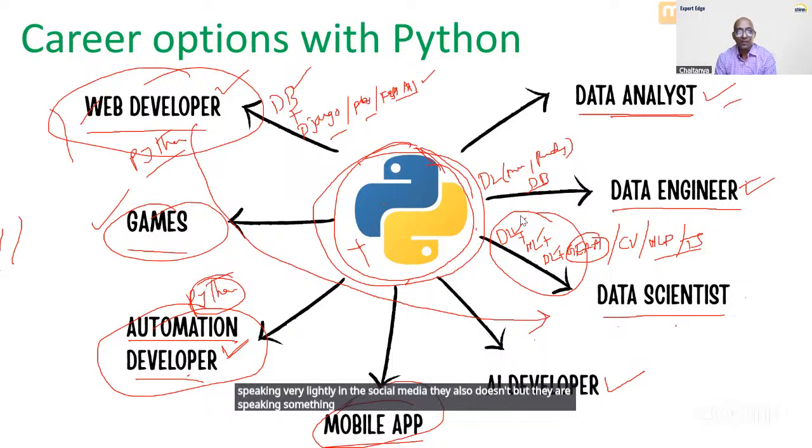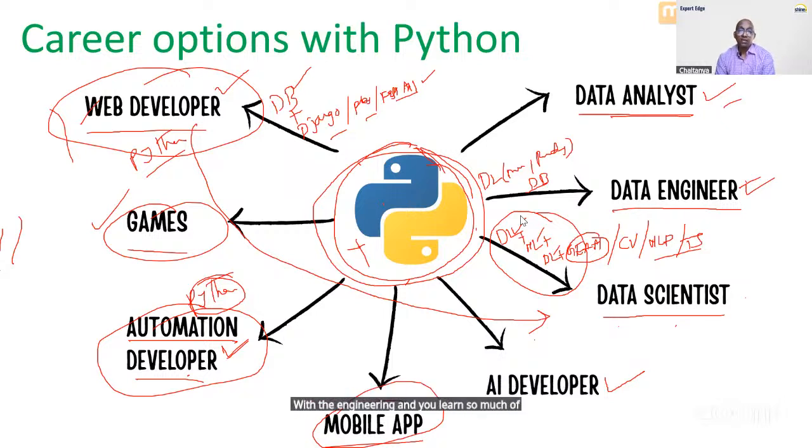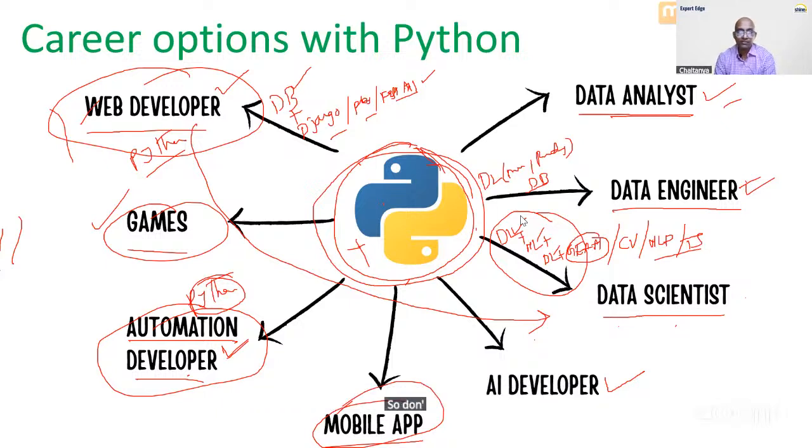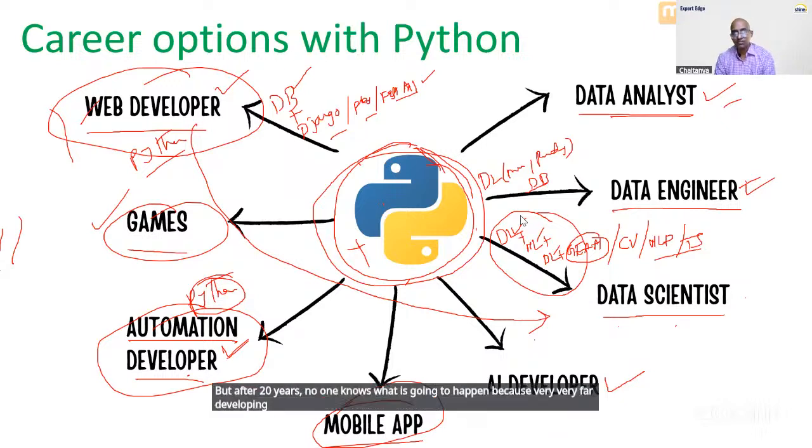Okay, so don't worry about the jobs. Your job will be secured. You are not going to do dumb jobs with a very small amount of brain work. Your brain is very sharp, and you are going to study engineering and learn so many things, and that is definitely going to be far better when compared to the AI. So don't worry about it. At least for the next 20 years, I can guarantee. But after 20 years, no one knows what is going to happen because AI is developing very fast, very fast.